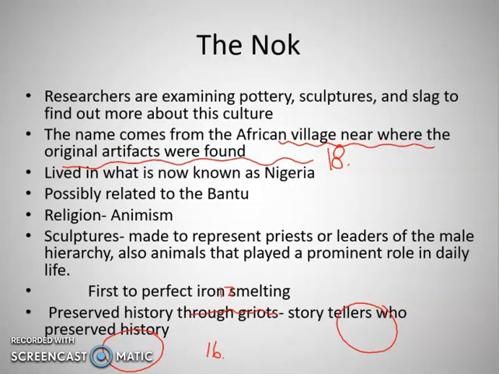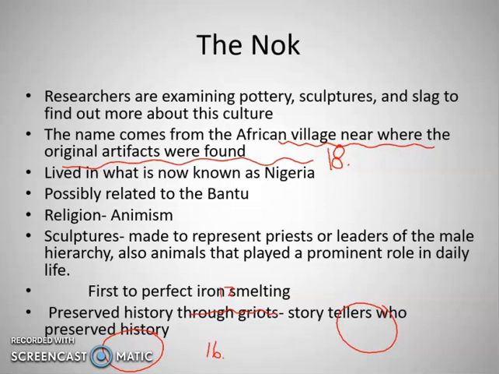But the first African civilization to really emerge in West Africa, and obviously Egypt is the oldest African civilization, is the Nok. They were named after the artifacts. The artifacts were found near an African village in Nigeria known as Nok. That's why they called them that. They lived in Nigeria and then spread out to different parts of Africa around, say, 100 AD.